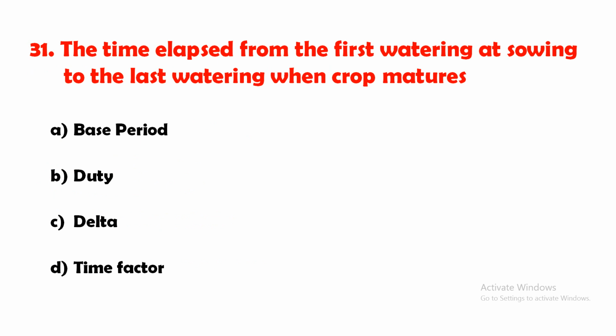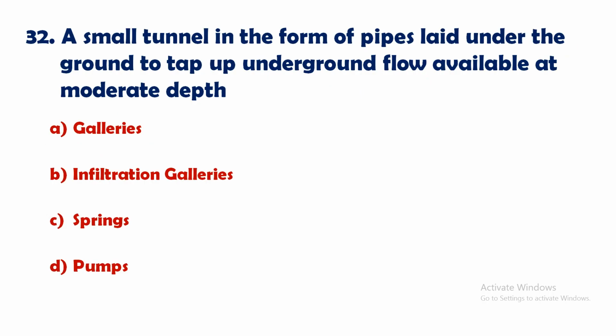The time elapsed from the first watering at sowing to the last watering when the crop matures is base period, duty, delta, time factor. The answer is, the time elapsed from the first watering at sowing to the last watering when the crop matures is called as base period.